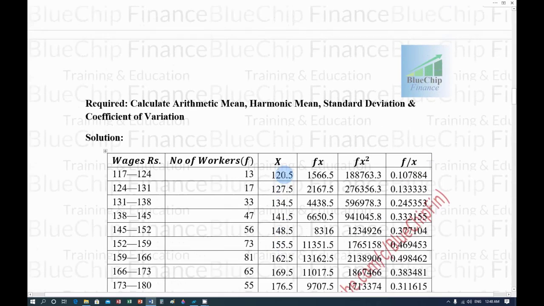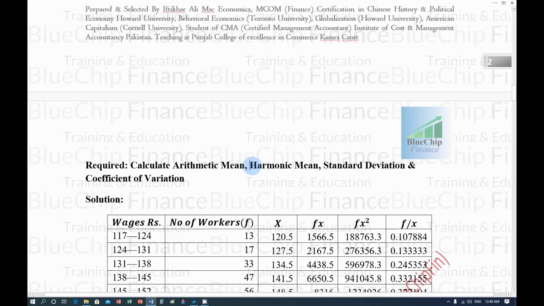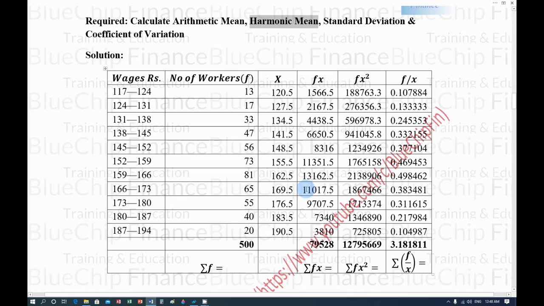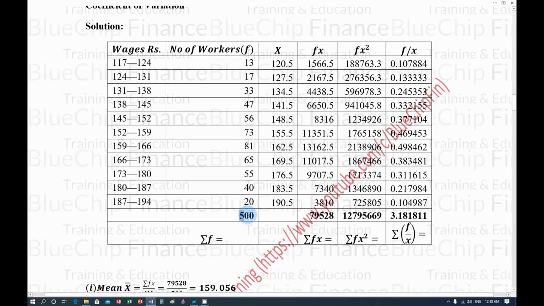After that, the next requirement is to calculate the harmonic mean. The formula for harmonic mean in grouped data is the sum of f divided by the sum of f by x. So the sum of f is 500 and we have to calculate f by x. Divide each value of f by its respective class mark. So 13 divided by 120.5 equals 0.107884. 17 divided by 127.5 equals 0.133333, and so on.